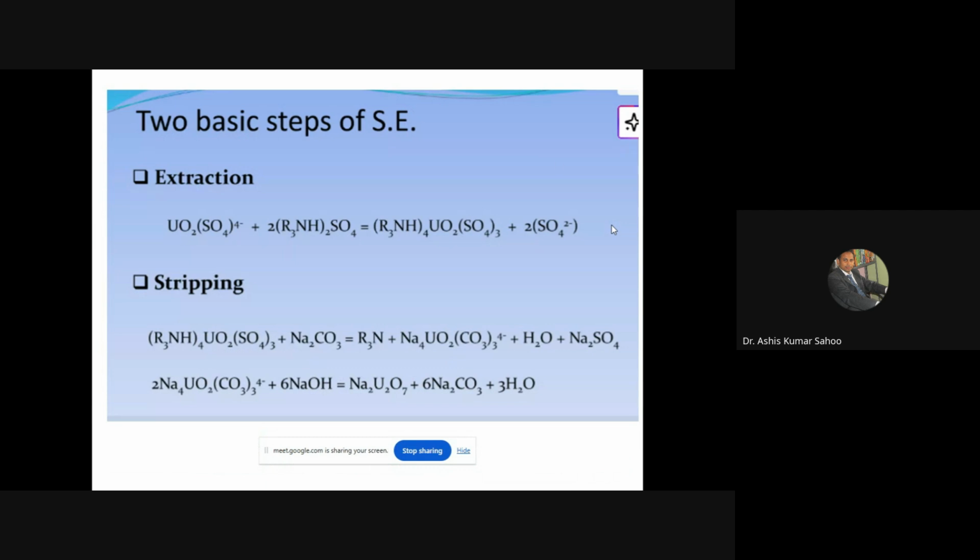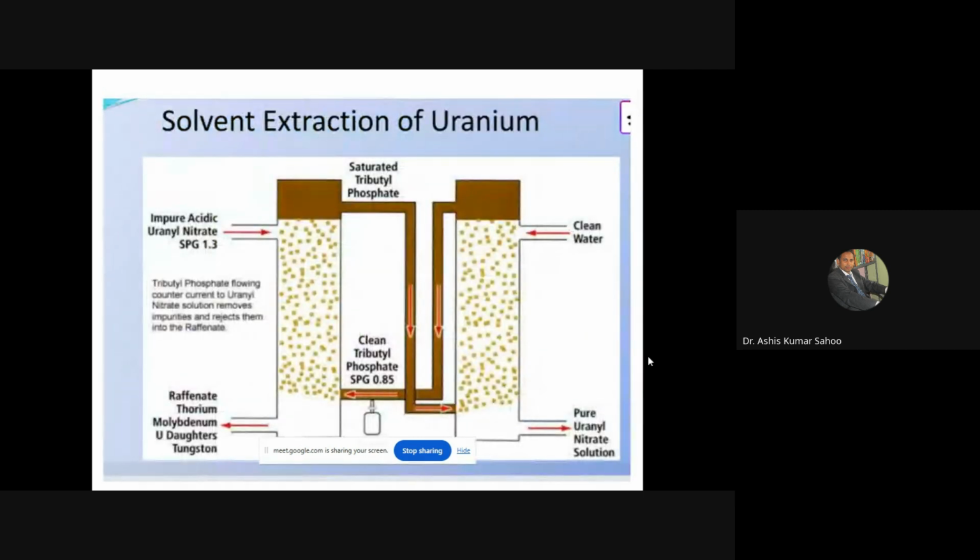Listen, here uranium compounds are used in this solvent. So we get a complex type of compound, and this complex again reacts with sodium carbonate, a base-like substance. This base will remove the amine parts from this extraction. In the next step, we'll have a uranium complex here from solvent extraction. So this is the industrial process of solvent extraction of uranium.